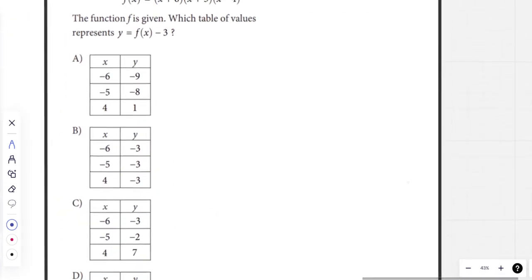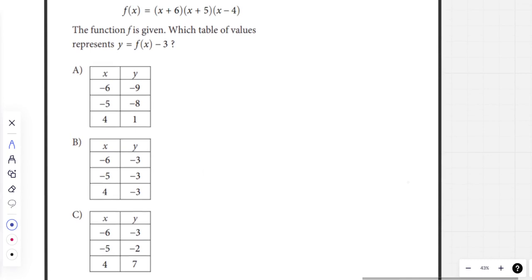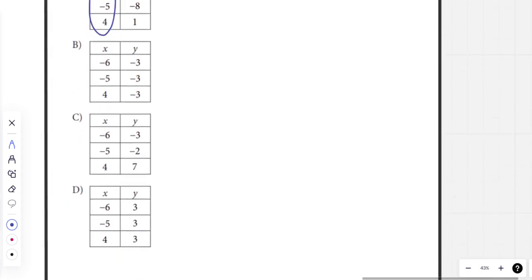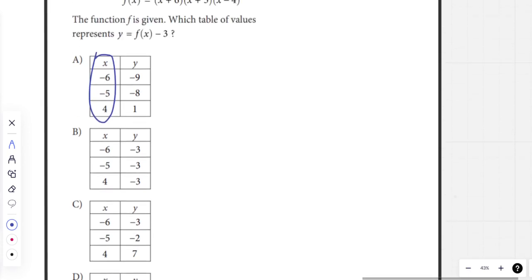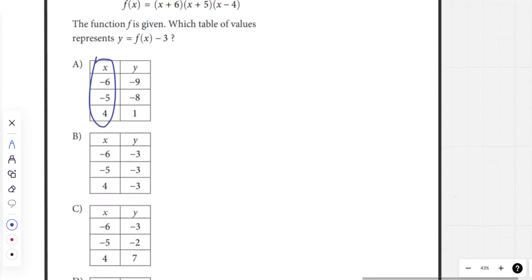And I think this is our last math problem. It says the function f is given. Which table of values represents y equals f of x minus 3? Now, initially, I would jump to graphing this one out as well, but there's something in the answer choices that makes it unnecessary for you to graph this. Notice that all of the x values are always the same at -6, -5, and 4. And coincidentally, or maybe intentionally, those are exactly the x values that are the zeros for this function.